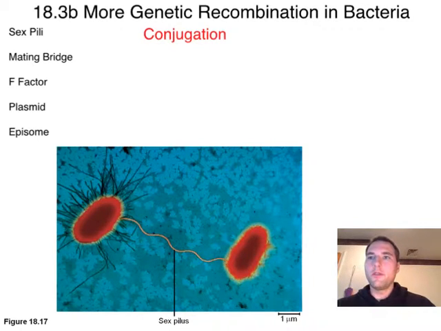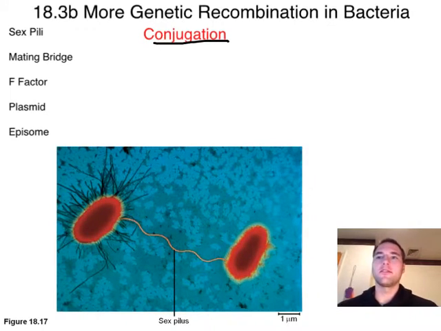All right, our next type of genetic recombination is something called conjugation. Conjugation is as close to sexual reproduction as a bacteria is going to get. So sometimes they do refer to this as sexual reproduction or recombination within bacteria. But anyway, this slide is just going to be some definitions.